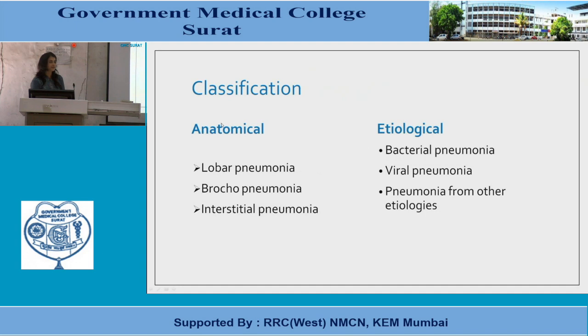Now coming to the classification of pneumonia. Pneumonia is classified in two ways. First is the anatomical location, according to its anatomical involvement, and second is according to its etiology. According to anatomical involvement, pneumonia is divided into lobar pneumonia, bronchopneumonia and interstitial pneumonia. And according to etiology, it is divided into bacterial pneumonia, viral pneumonia or pneumonia due to other etiologies.